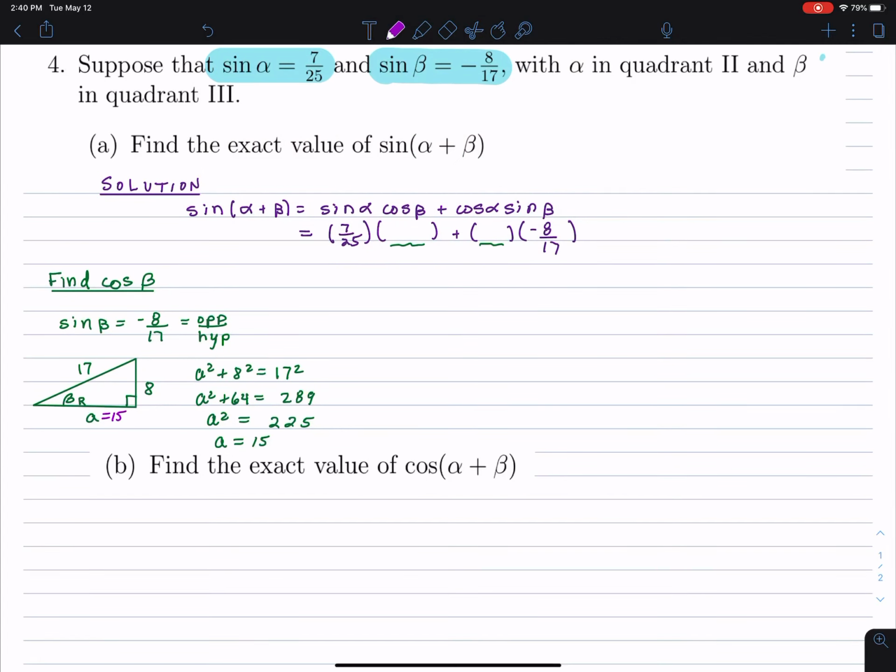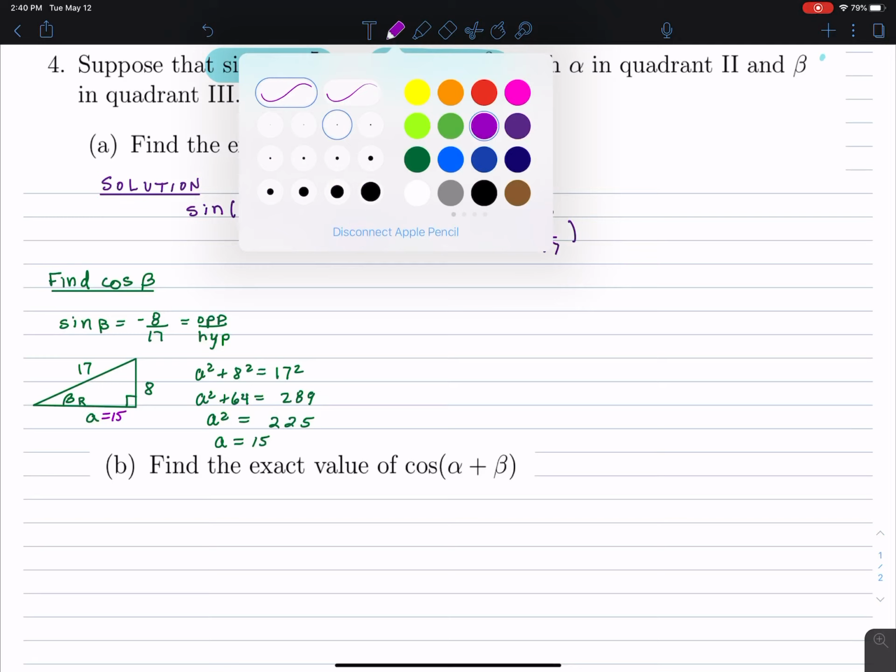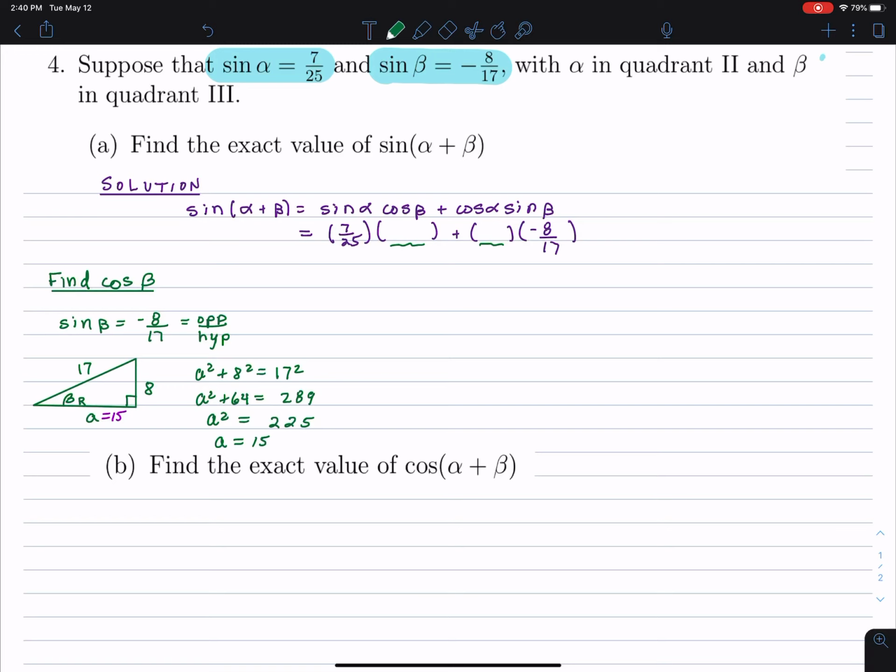And because of that, I used the Pythagorean theorem, right? So because of that, I can then find the cosine beta is adjacent over hypotenuse. And so that will be 15 over 17. But there's more to it. Beta is in quadrant 2. And no, it doesn't say that. It says right in front of me that it's not in quadrant 2, it's in quadrant 3.